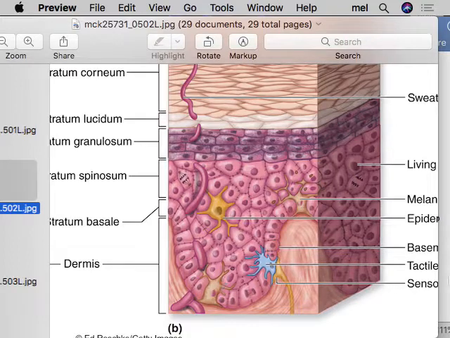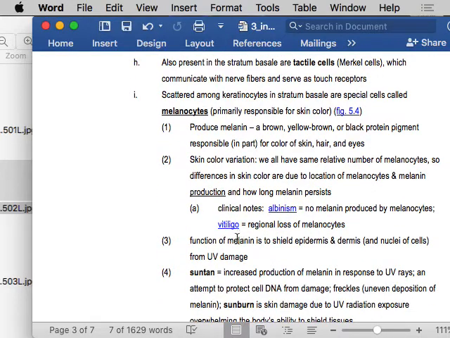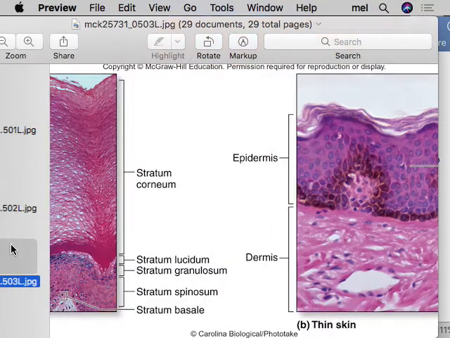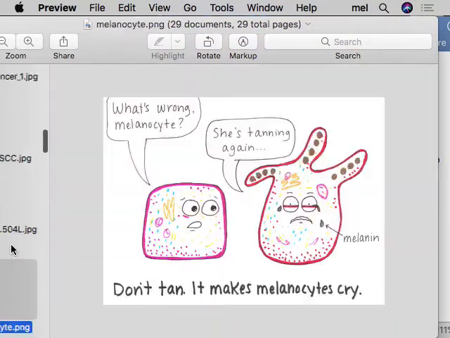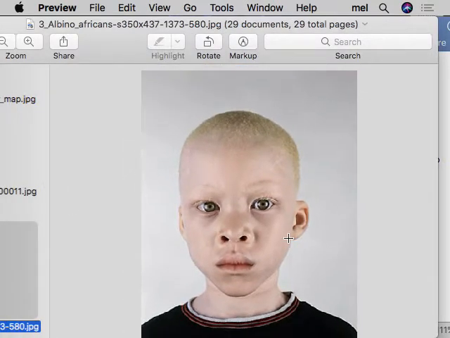So now let's talk about some variations that occur here, and then we'll talk about suntans and sunburns. There are a couple of disorders of melanin production. One of them is a genetic disorder, and this genetic disorder is called albinism. And albinism, this is a boy of African descent.